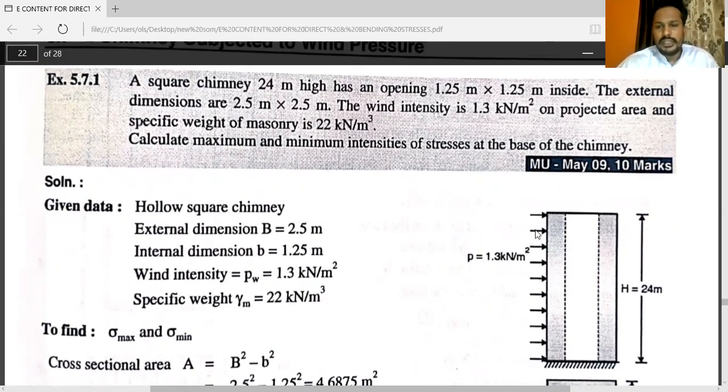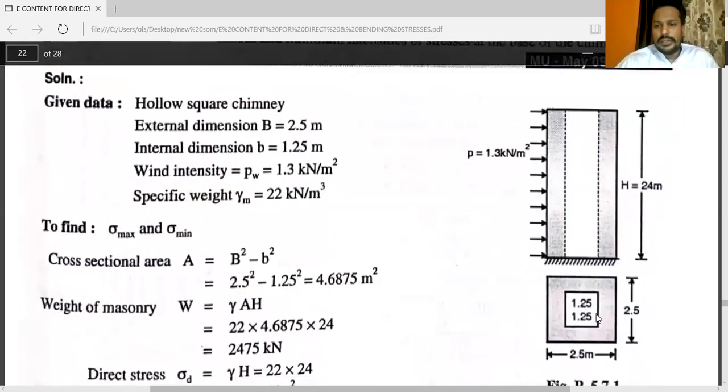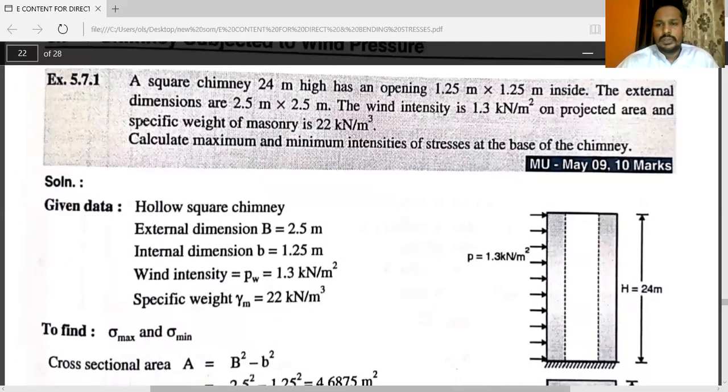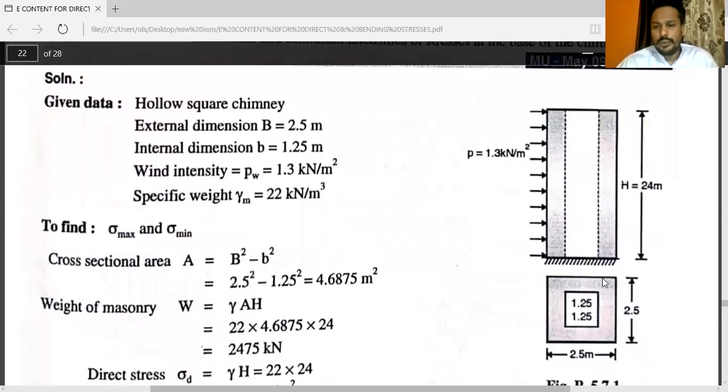The height of chimney is given, that is 24 meter. The opening is given, that is 1.25 meter into 1.25 meter. See, this is the opening. The external dimensions are given. You can see the top view, that is 2.5 meter into 2.5 meter.